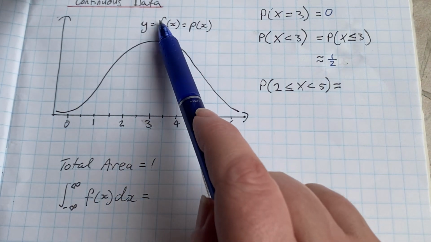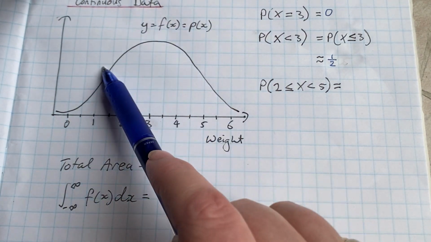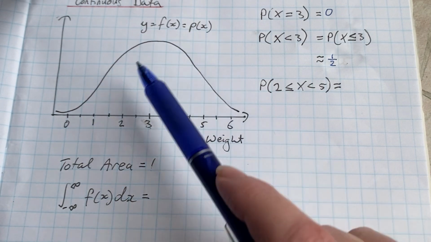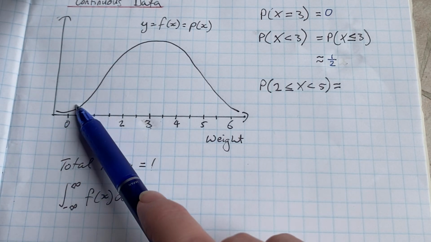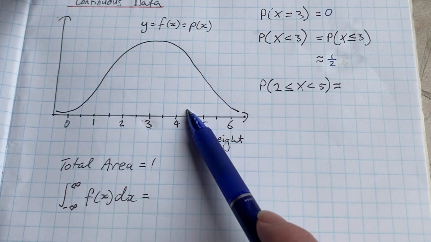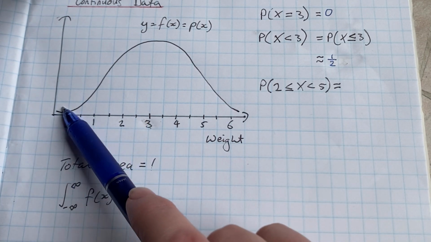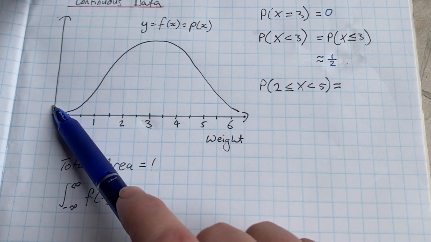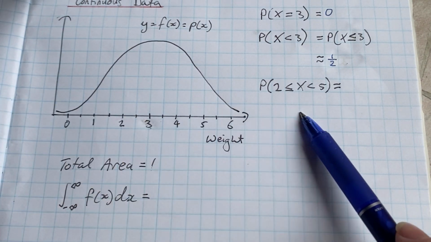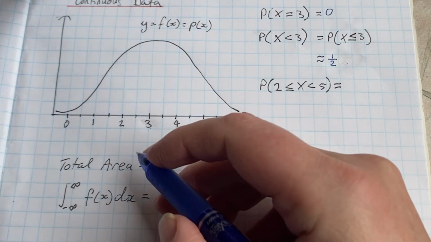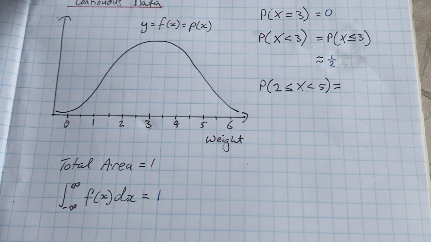I've said y equals f of x is the curve, which is equal to the probability of x. That's how it's defined. So the integral from, notice how they don't quite touch here, because it might go on forever and ever. Obviously the weight of something's not going to be less than 0, but we think of it as going on forever. It never touches. So that total area equals 1.